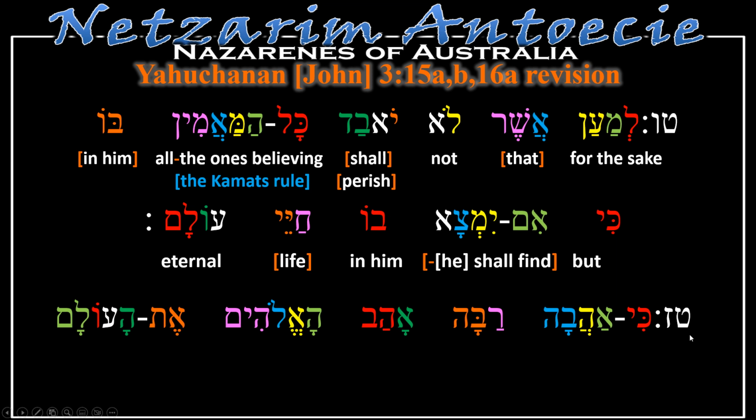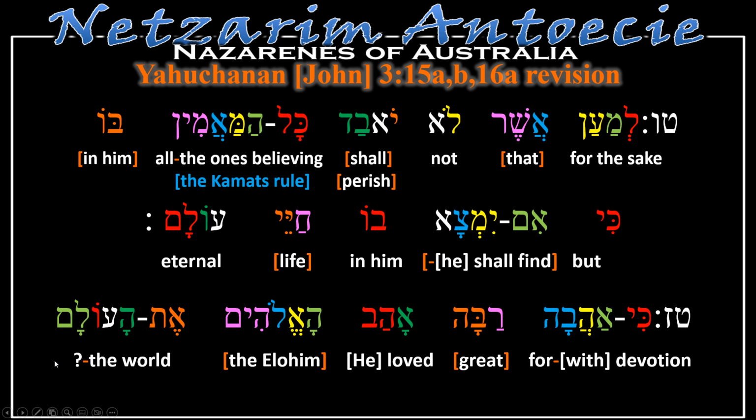And then we have a tet, which is the 9th letter, so we've got 9, and Zion is 7. 9 and 7 is 16. Ki, for ahava, and I've added with devotion, and that can be love, devotion, passion. Rabbah, great. Ahav, he loved. Ha-Elohim, the Elohim, et ha-olam, the world. For with devotion great he loved the Elohim, the grammar mark of the world. So we see that the Elohim is he.